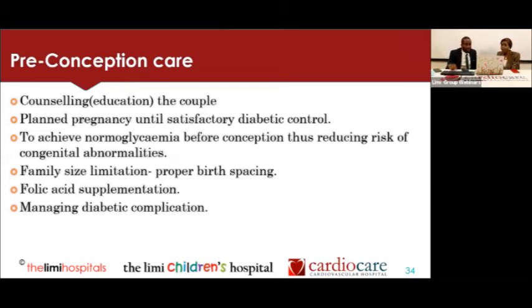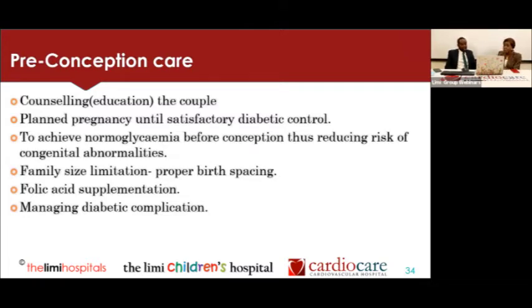Then apart from that, for preconceptional care, you also want to inform them that it will be important for them to book for antenatal care appropriately as well, because that improves the outcome for both the mother and the child.